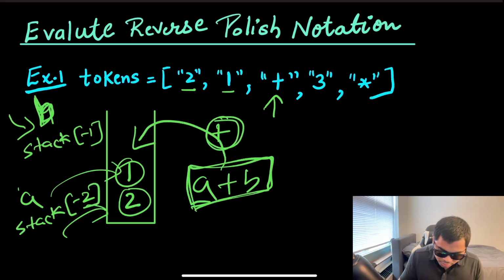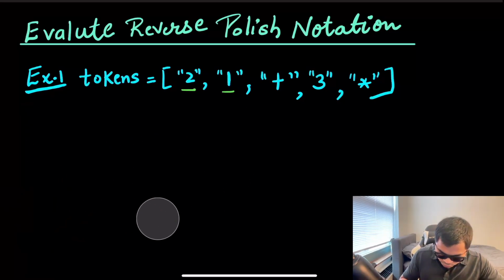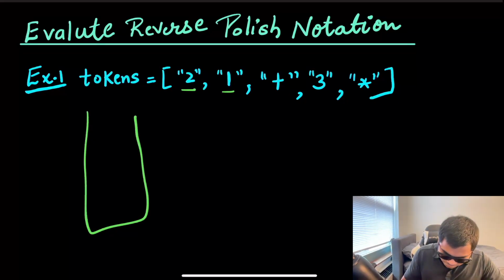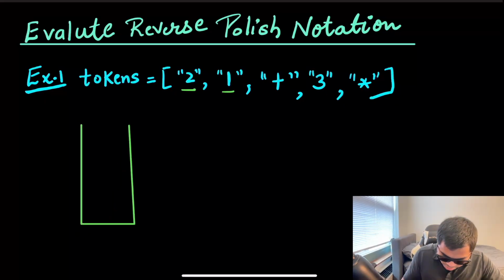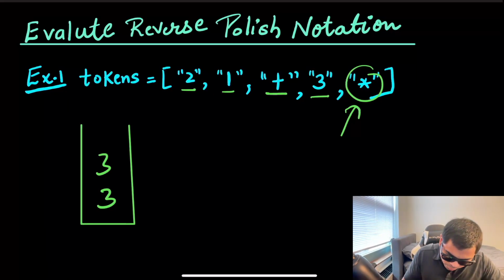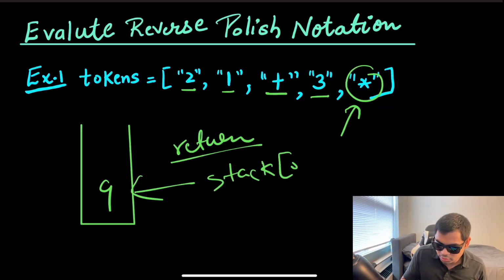This is what will happen, if you can see right here. So let's clear this up. I'll have my stack. Push 2, push 1, see a plus, pop both of these, add them together and push the result back to the stack. So 3, then the next number 3, you see an operation, pop both numbers, multiply them because the sign is multiplication, so push 9, and you return whatever is on stack[0] or stack[-1].